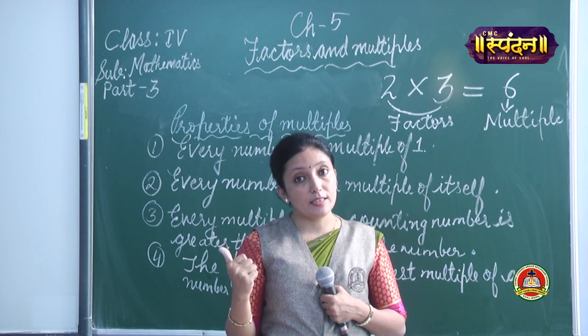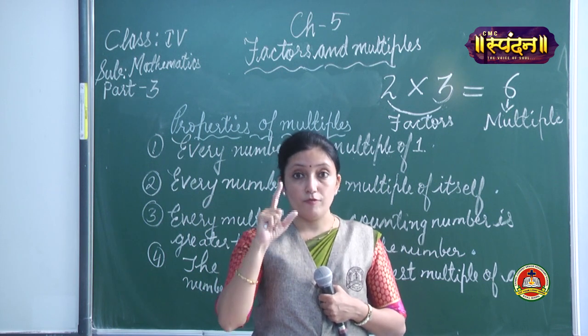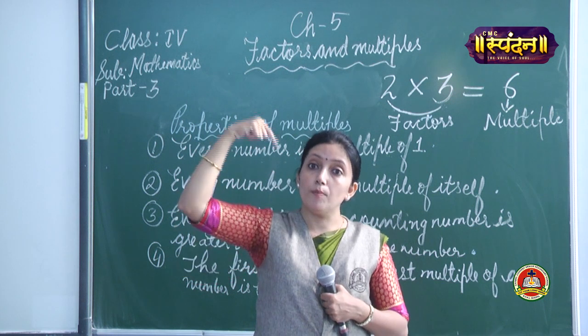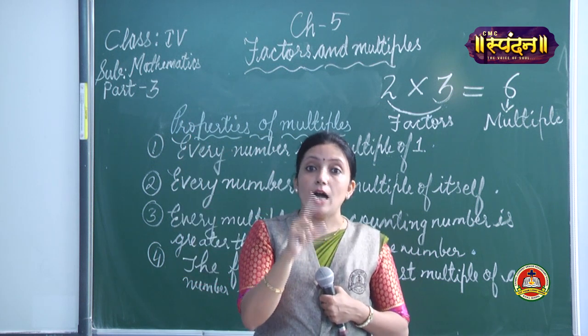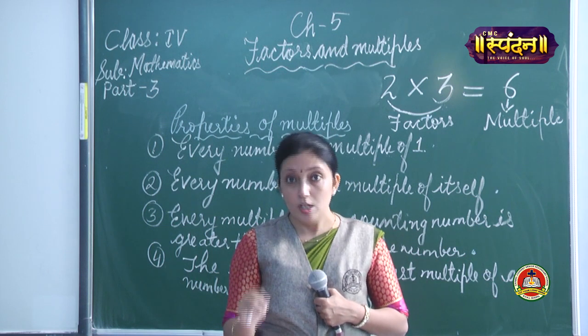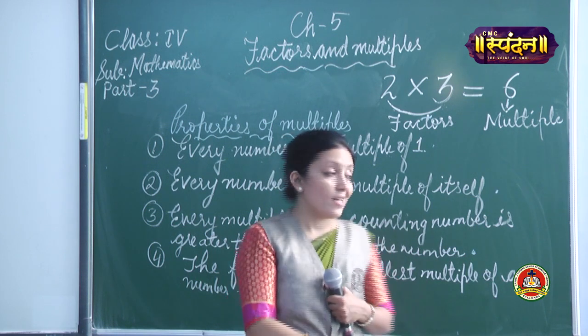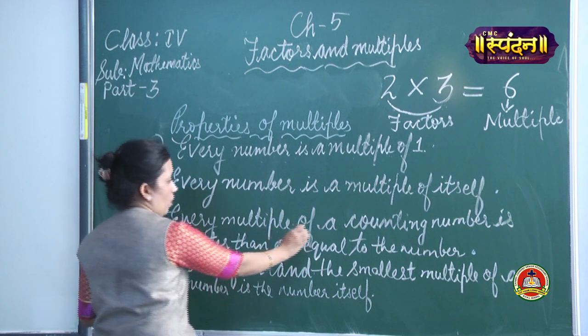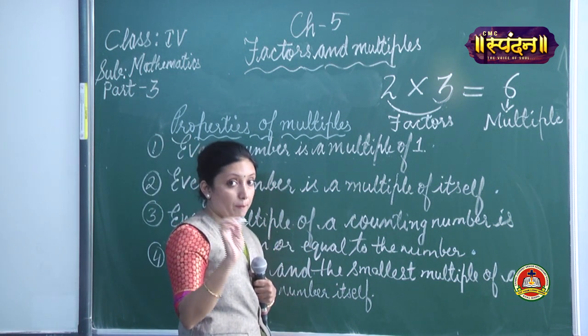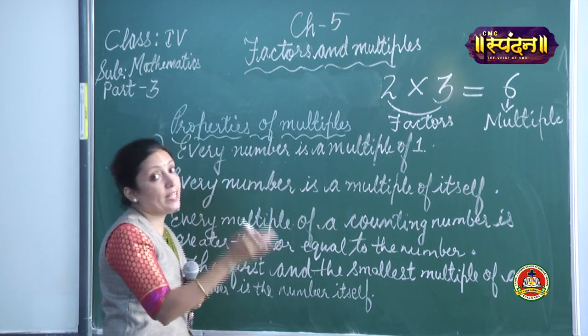5 ones are 5, so the answer is 5. It will always be the same or more than that. I can't write 5 ones and get less than that, can I? No, it's not at all possible. So this satisfies the property that every multiple of a counting number is greater than or equal to the number.